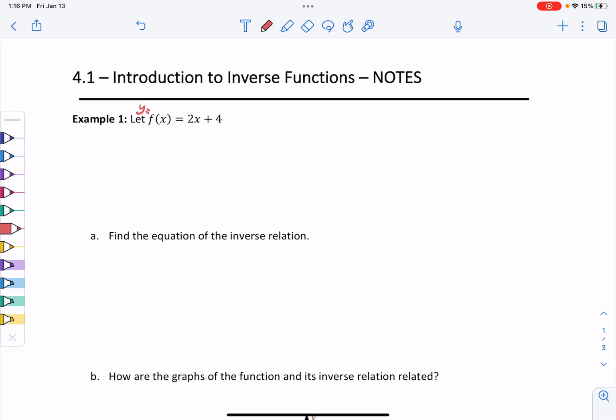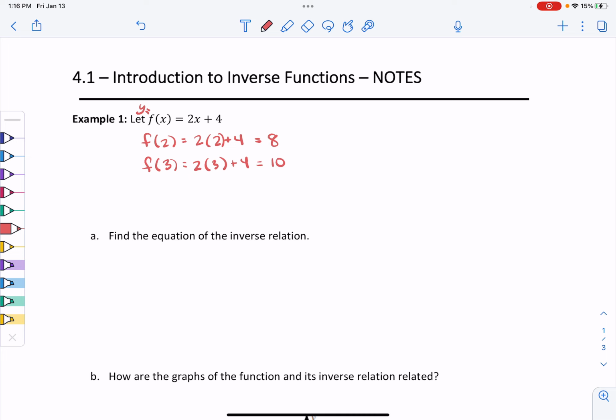If I were to plug in f of 2, I get 2 times 2 plus 4, which is 8. I could plug in another x, let's say f of 3. So 2 times (3) plus 4 gives me 10.